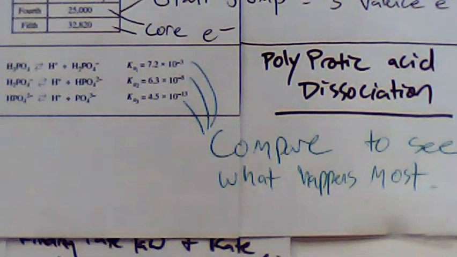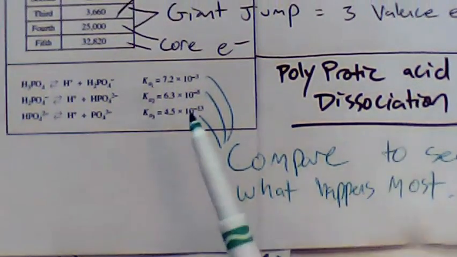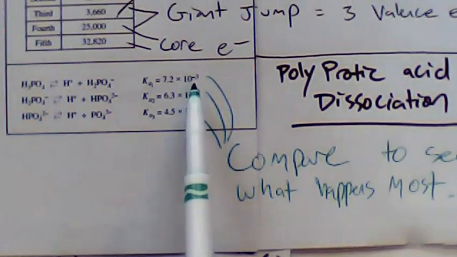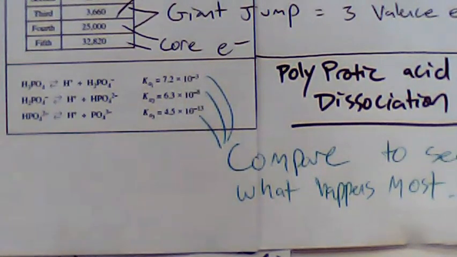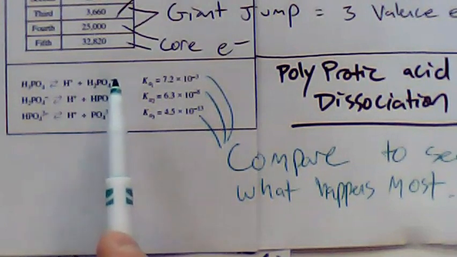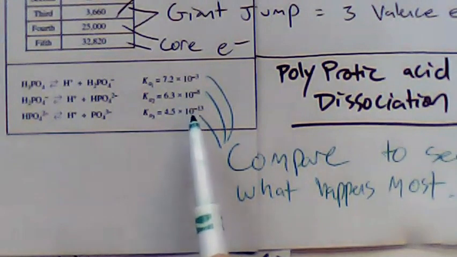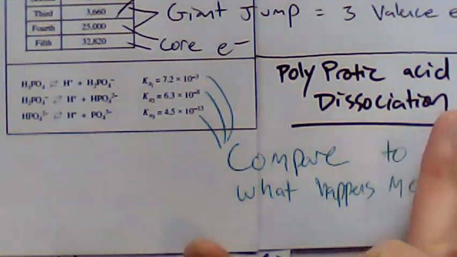Moving down, we have some weak acids here. So we just have multiple dissociations. Compare to see what happens most. Obviously the first one happens the most. Also, in terms of pH calculations and stuff, your calculations would be based on that first step. These would change the pH by less than 5%.